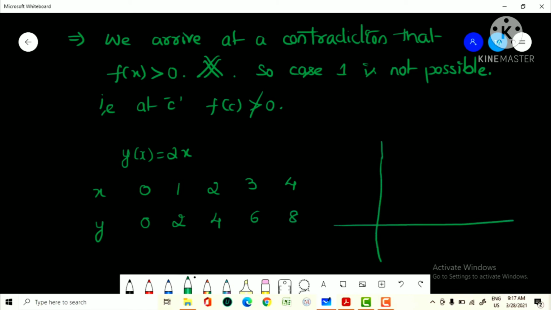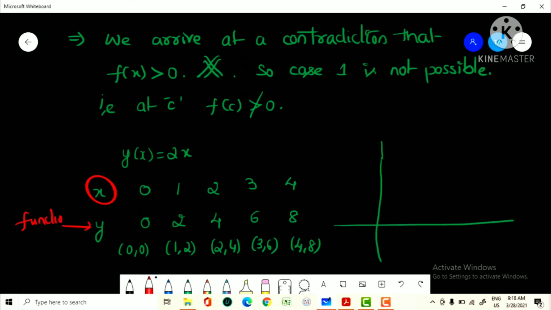So like this we used to draw the graph. The coordinates now: this is 0, 0. This is 1, 2. This is 2, 4. This is 3, 6. This is 4, 8. This is our x value. This is our function value, right? Function value at x.